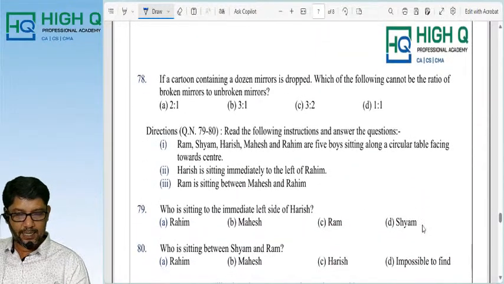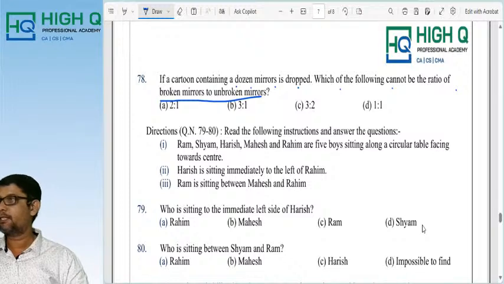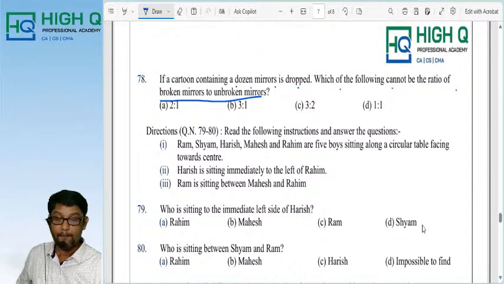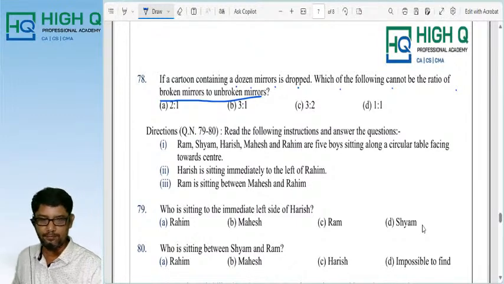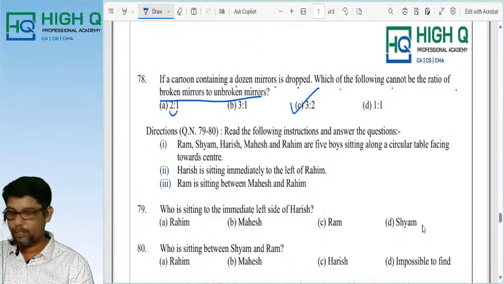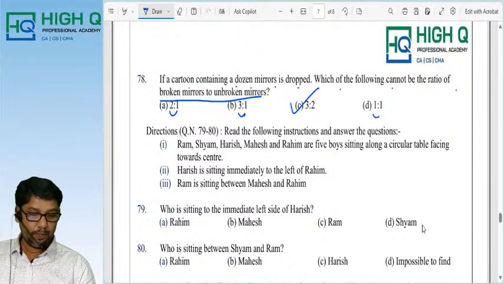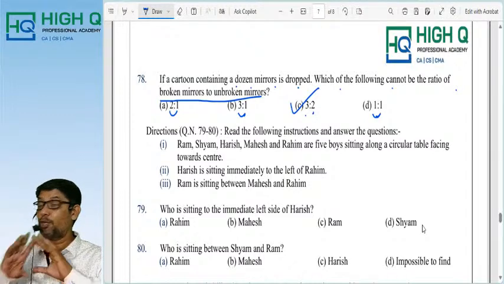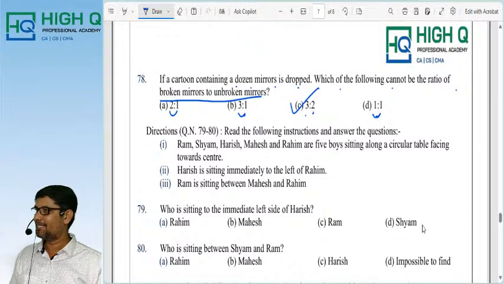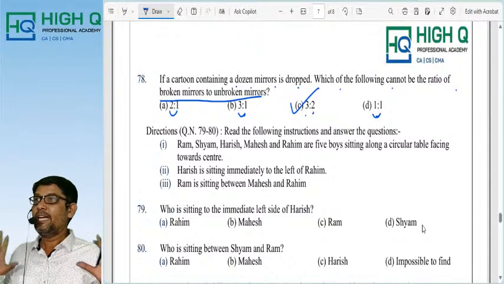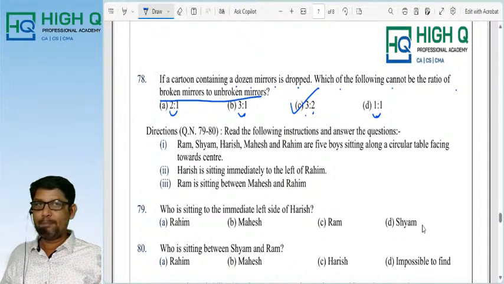Next, if a carton containing a dozen mirrors is dropped, which of the following cannot be the ratio of the broken mirrors? What a super duper question. What is it? B, right? C. Why? Because 2 plus 1, 3, which is divisible by 12. 3 plus 1, 4, divisible by 12. 1 plus 1, 2, divisible by 12. But 3 plus 2 is 5, which is not divisible by 12. This is the more appropriate answer. I don't want to give the actual reason and all. Directly you can mark the answer. Other three are possible. I am just proving other 3 are possible.